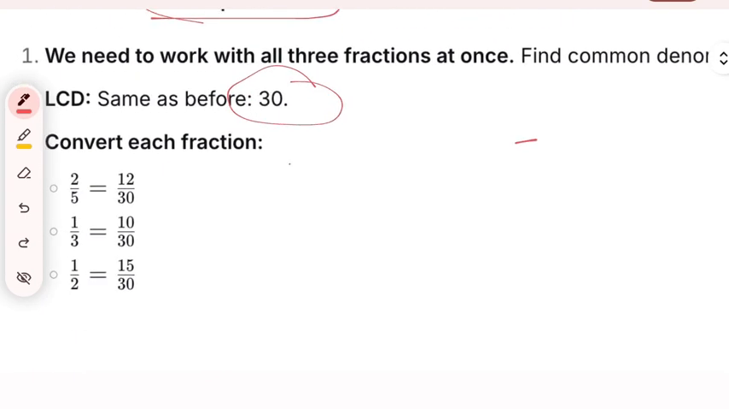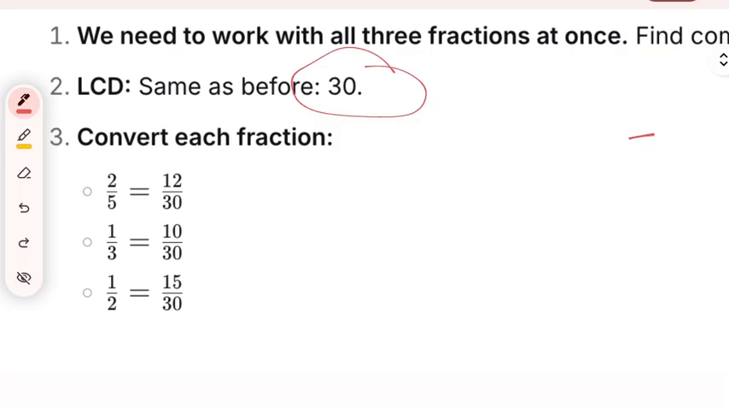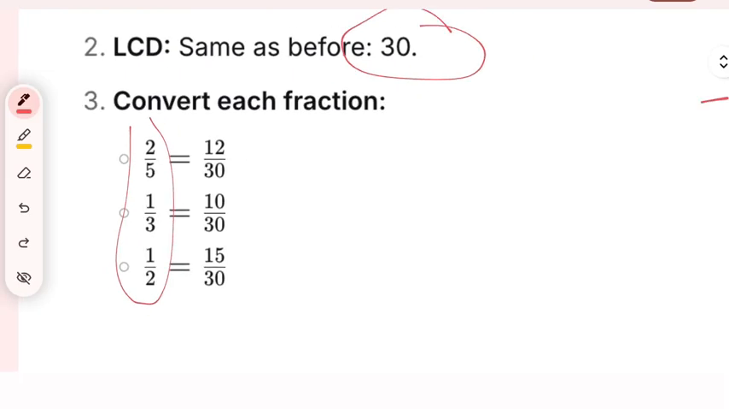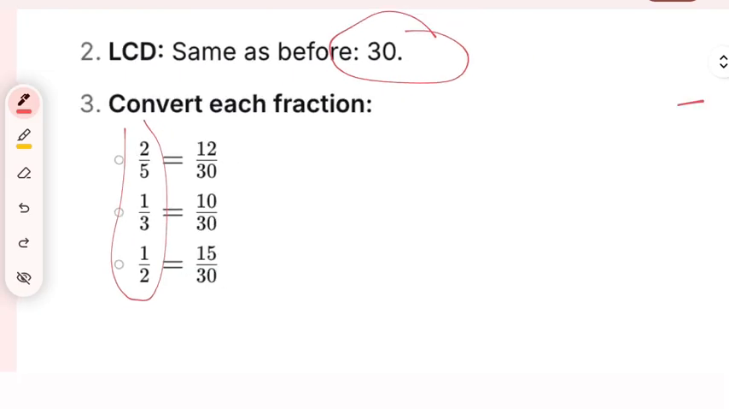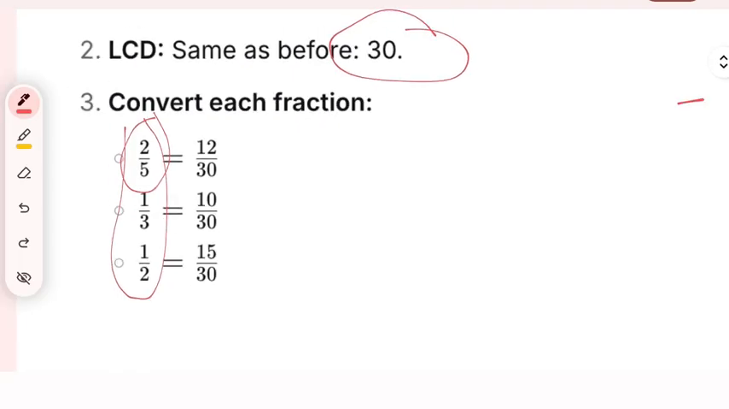So now that we have 30 as our LCD, we will change our fractions into equivalent fractions with a denominator of 30. How do we change 2/5? We will multiply it by 6. So we multiply the numerator by 6, that's 12, and the denominator by 6, that's 30. So 12 over 30. What about 1/3? For 1/3 to have a denominator of 30, we will multiply it by 10. So 1 times 10 is 10, 3 times 10 is 30, so 10 over 30.